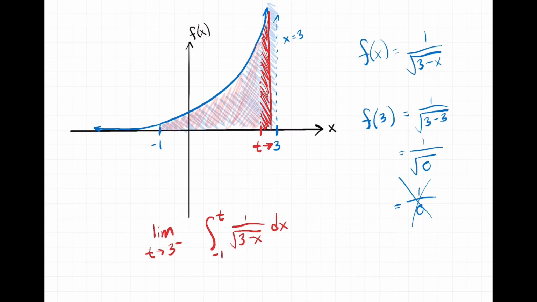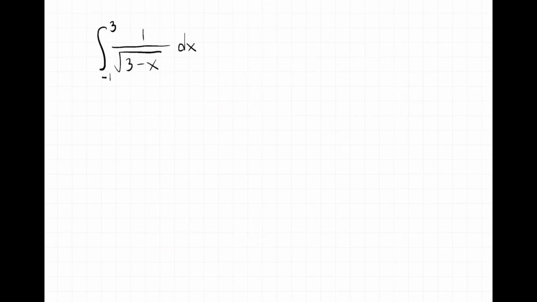So let's go back and look at our problem. So we determined that because our function is discontinuous at 3, and in fact undefined at 3, what we'll need to do is convert that problematic endpoint, that problematic bound of our integral, to a variable. We'll call it t. Also, we'll go from -1 to t of 1 over the square root of 3 minus x dx. And then, as our second step, we'll take the limit as t approaches 3 from below.